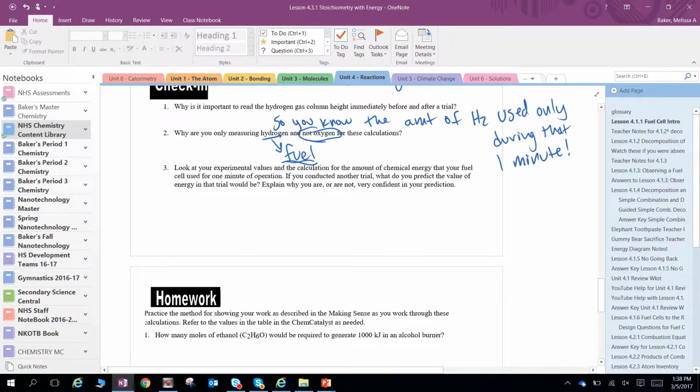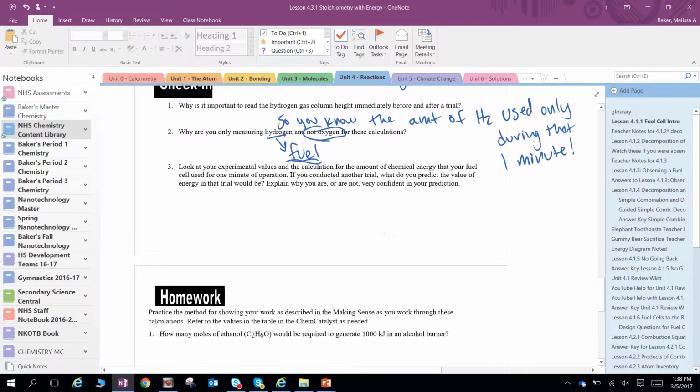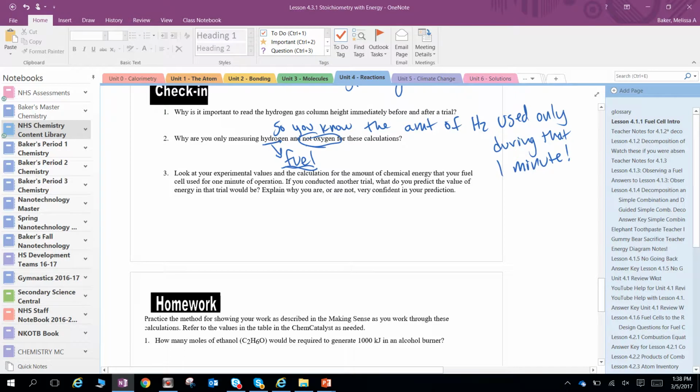And number 3 is just making another prediction based on if you did 2 trials, then what do you think your 3rd trial would look like? So are you confident in your lab values? All right, so that is what you missed in lesson 4.3.1.